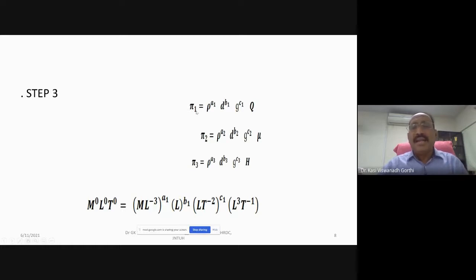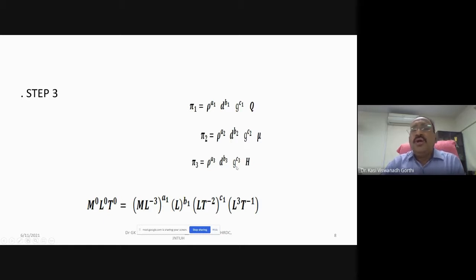For formulating the pi terms, first of all, you need to understand how many pi terms are to be formulated. n minus m pi terms are to be formulated. In our case, we have a total of 6 variables, of which the number of fundamental quantities m is 3, and hence 6 minus 3 pi terms are to be formulated in this problem: pi 1, pi 2, pi 3. Choose 3 variables as the repeating variables among the 6 variables. We have chosen rho, D, g as the repeating variables. As the name suggests, you need to repeat them in all the pi terms.